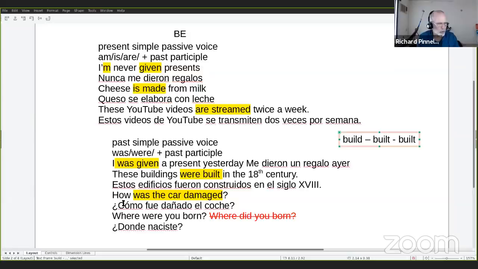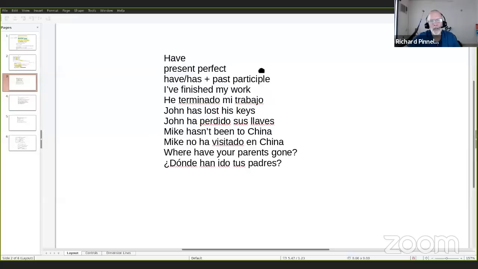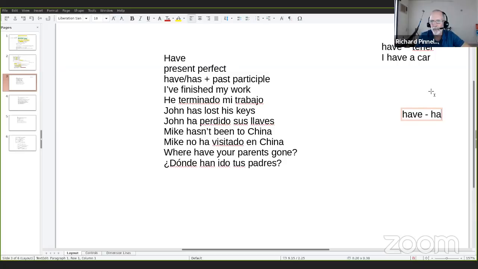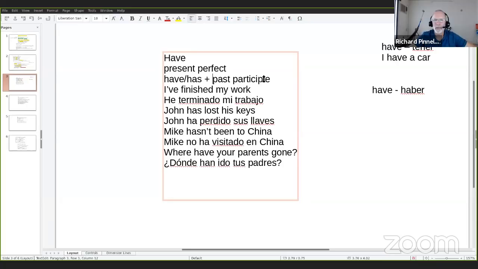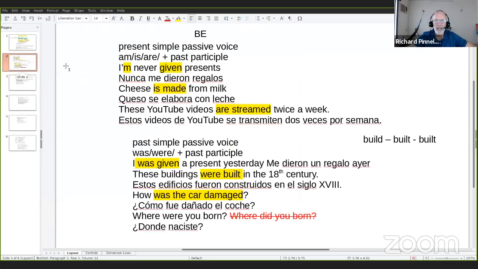Vamos a seguir entonces con este. Ese es el verbo be, solo el verbo be ha demorado mucho tiempo. Vamos a ver el verbo have como verbo auxiliar. Obviamente, I think la primera cosa que debería decir es que have tiene dos significados en la traducción de español. Uno es tener, for example, I have a car. And the other one is haber. Y cuando es haber es lo que estamos viendo hoy. Es un verbo auxiliar que se usa en perfect tiempos. So vamos a empezar con el presente perfecto. El presente perfecto is have or has más el pasado participio. Recuerden, en el passive voice es el verbo be más el pasado participio. Y aquí es el verbo have más el pasado participio.